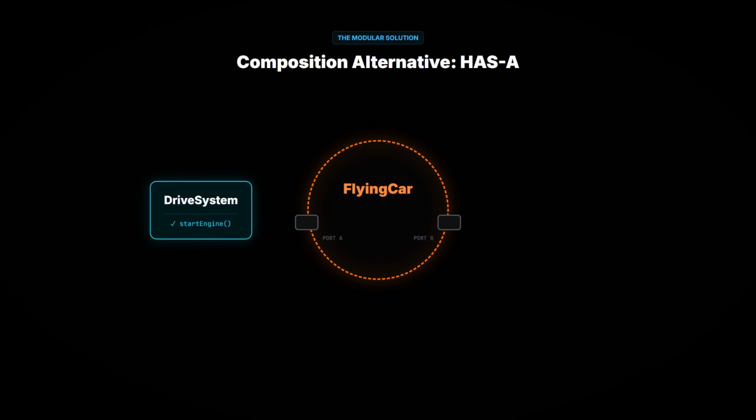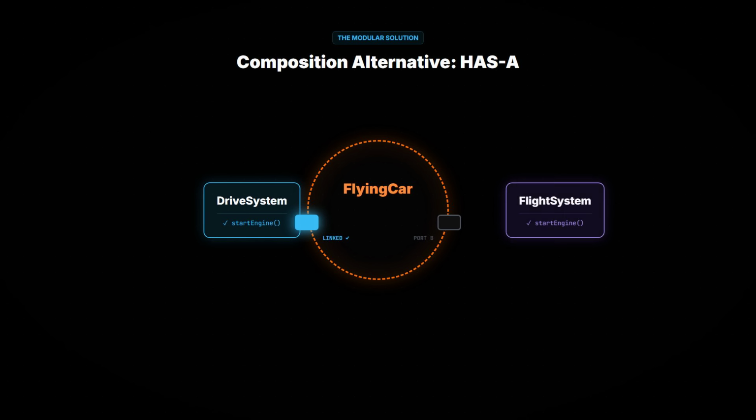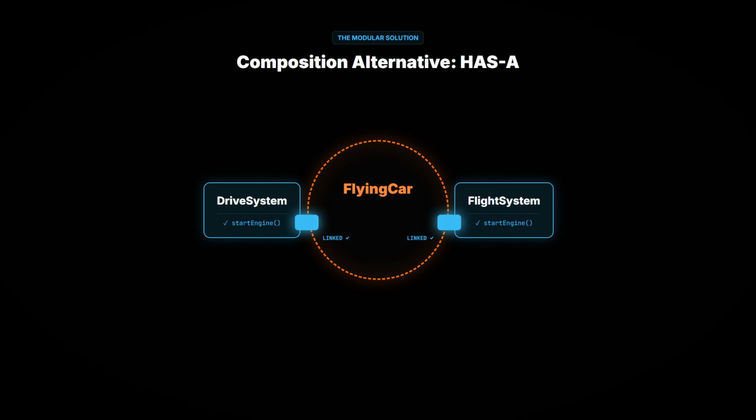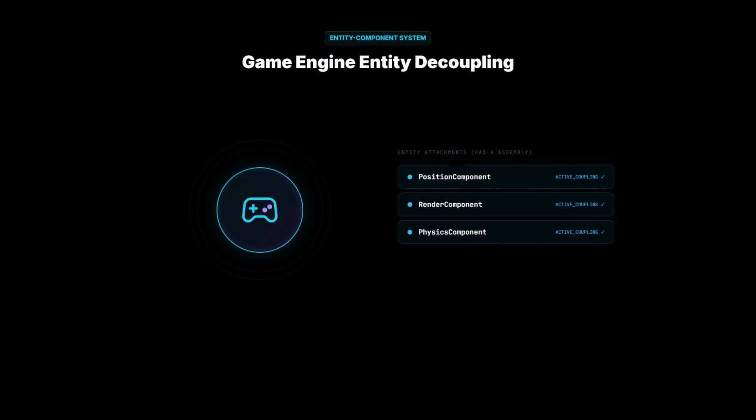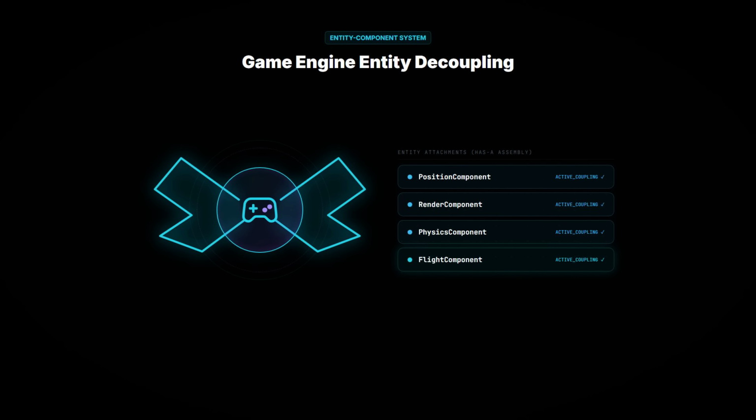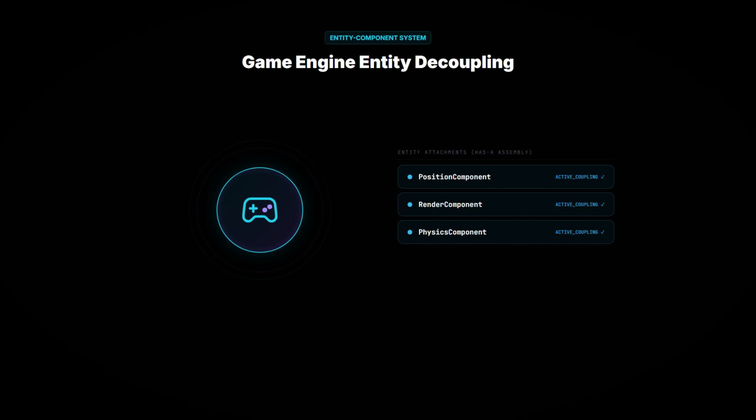Composition approaches the problem differently. Instead of asking what an object is, it asks what an object has. A flying car has a driving system and has a flight system. Those behaviors come from separate components that can be added, removed, or replaced independently. This approach is especially popular in game development. Rather than building huge class hierarchies, developers assemble objects from components. An entity might have a position component, a rendering component, and a physics component. Want it to fly? Add a flight component. Want to remove that ability? Remove the component. The structure stays clean and flexible.